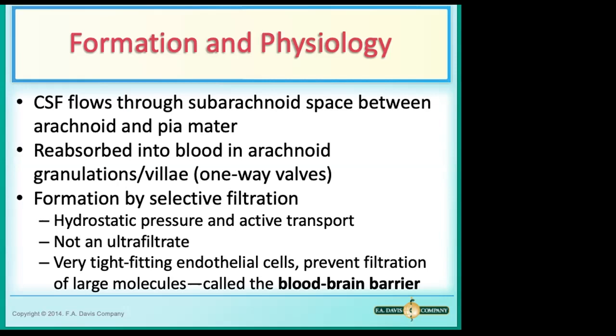Maintaining the integrity of the blood-brain barrier is very essential to protect the brain from chemicals and different substances circulating in the blood that could harm the brain tissue. So that's the reason why the endothelial cells have very tight fitting junctures, because the body wants to have that blood-brain barrier to protect the brain tissue from chemicals and substances.